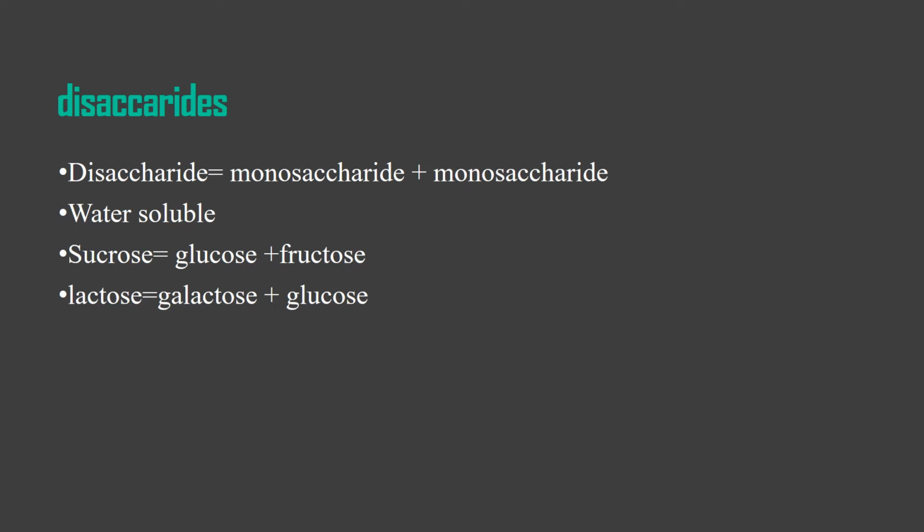Disaccharides are sugars that consist of 2 monomer units that are joined together. They are water-soluble. Sucrose and lactose are disaccharides. Sucrose forms when glucose bonds to fructose, and lactose forms when a galactose molecule bonds to a glucose molecule.